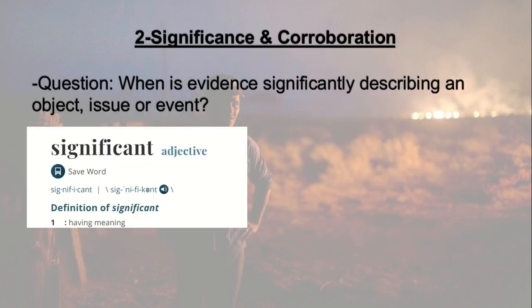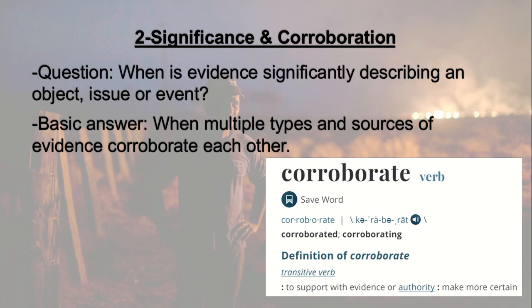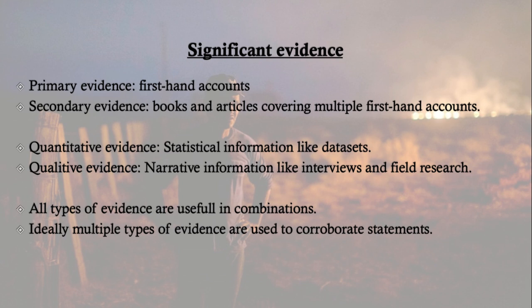Then, even if there's no obvious sign of a bias, there might be something going on with the evidence in a source. When is evidence good or convincing? In essence, the evidence is significantly describing an object, issue, or event if there are multiple types and sources of evidence corroborating each other, which is supporting each other. What kind of things should you be looking for? Primary evidence and secondary evidence.